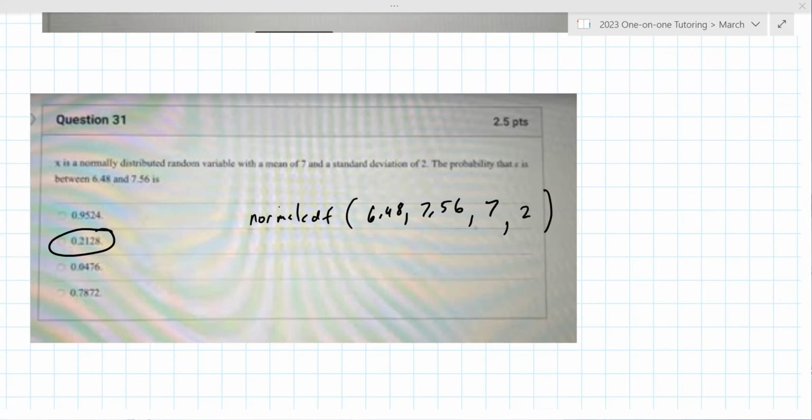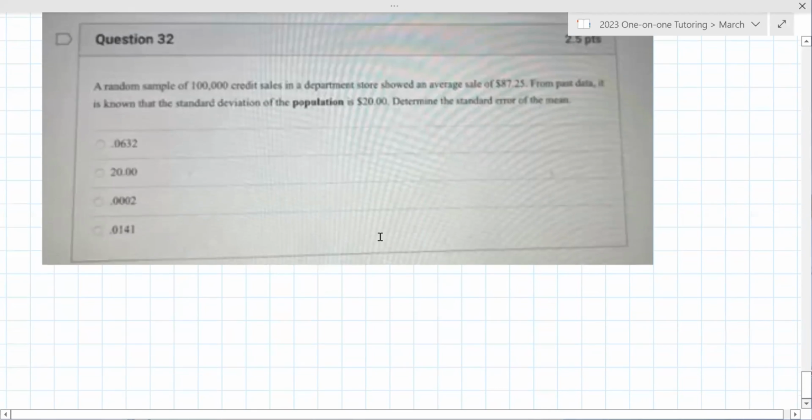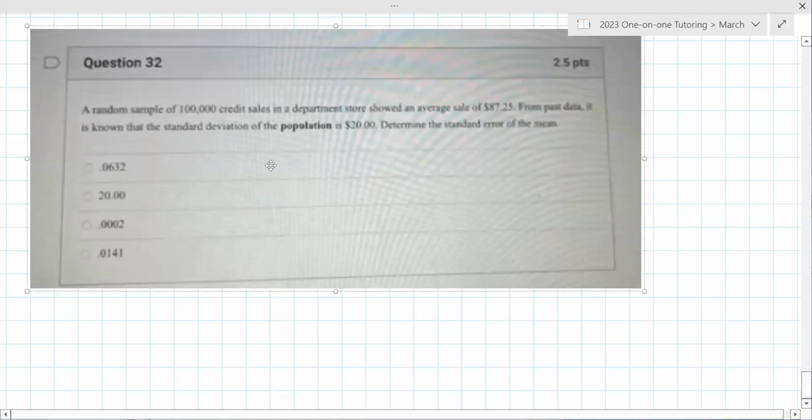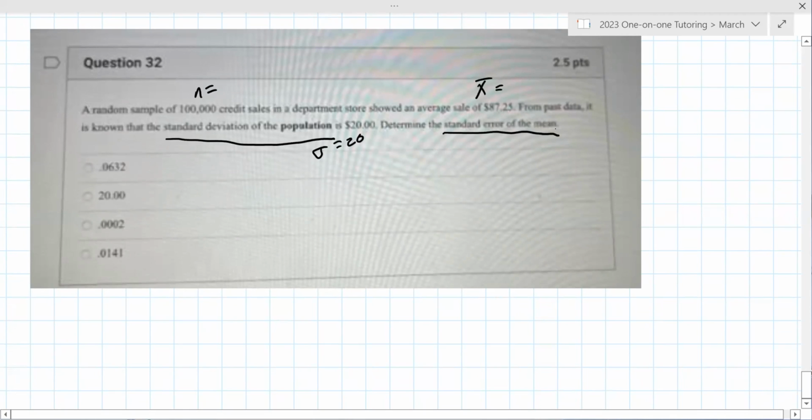32. All right, a random sample of 100,000 credit sales in a department store, an average sale. So that's your X bar. That's your N. From past data it is known the standard deviation of the population, sigma, is 20. Determine the standard error. Okay, of the mean. So that's not too bad. The standard error is sigma divided by the square root of N.